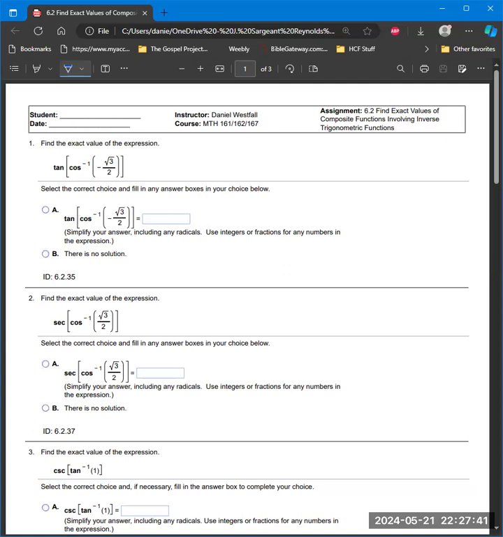Inverse cosine of a negative value is going to return an angle in quadrant 2. Its cosine was negative √3/2, making that side 1. And the tangent of this angle is 1 over negative √3, so we'll rationalize that and make that a negative √3/3.